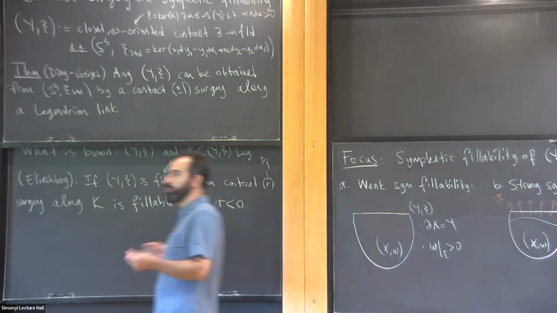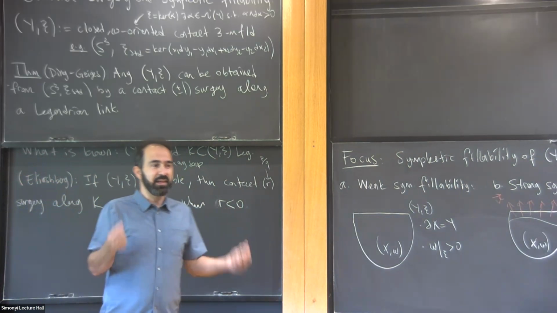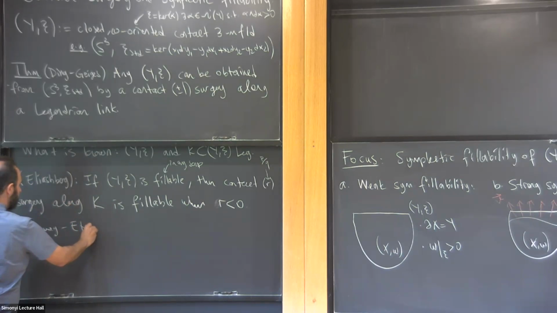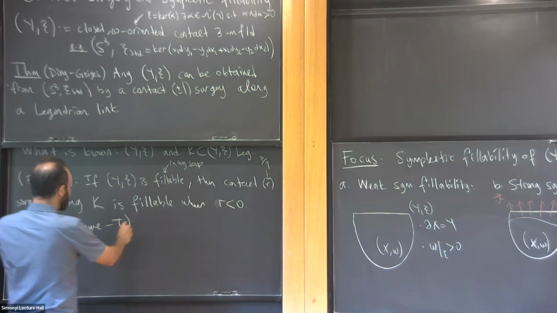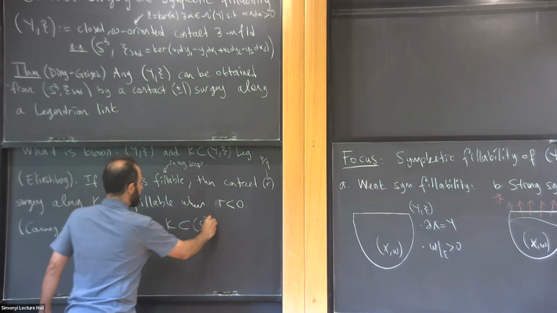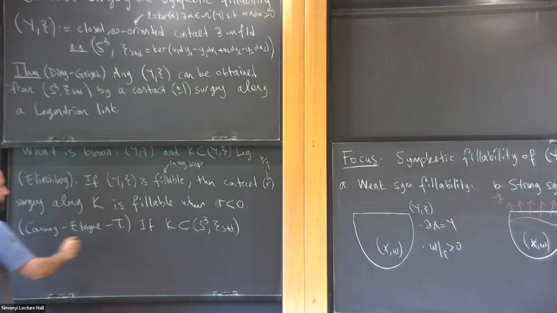But still, you could also find examples where contact surgery produces something fillable. So the question is, can you characterize it? Here is an example, a theorem in that direction. This is a work some years ago that James Conway, John Etnyre, and myself proved. Although it is true in general contact three-manifolds, I will tell it how it works in S3. If K is a Legendrian knot inside S3 with the standard tight contact structure, then the following is true.